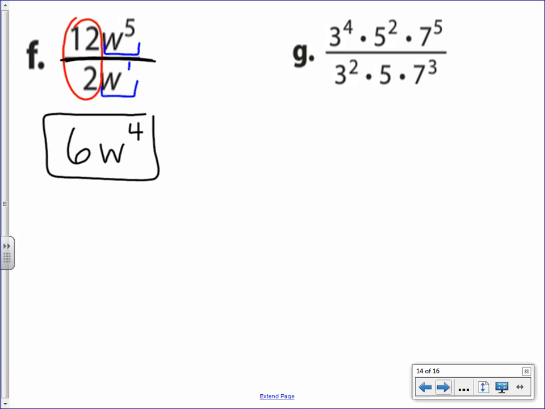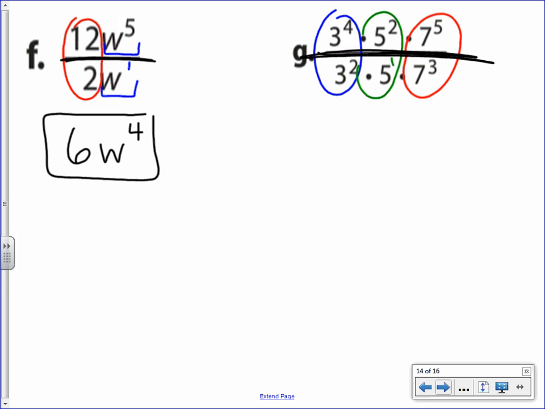Next one. I have powers with a base of 3, powers with a base of 5. I'm going to add a 1 there. And powers with a base of 7. My rule when dividing powers with the same base is to keep the base, so I could start like that. And now all I have to do is subtract the exponents. 4 minus 2, 2 minus 1, 5 minus 3.